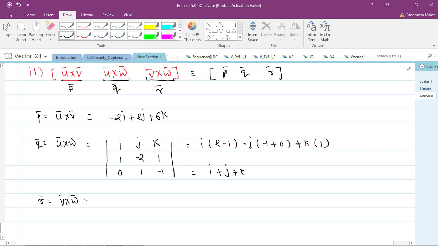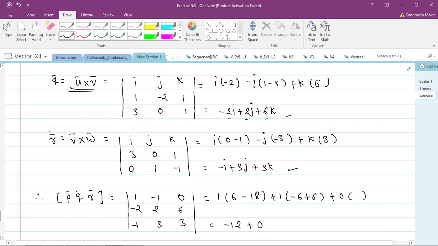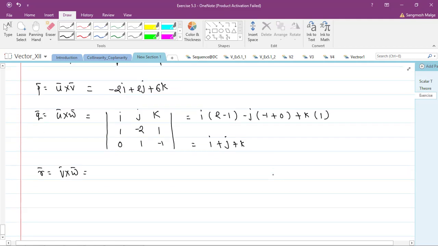What I request all of you is, please pause this video and try to get the answers for p bar, q bar, and r bar. It is some sort of practice you may have. It is nothing but v bar cross w bar, and we have already found this. The answer was minus 1, 3 and 3. So it is minus 1i plus 3j and plus 3k.